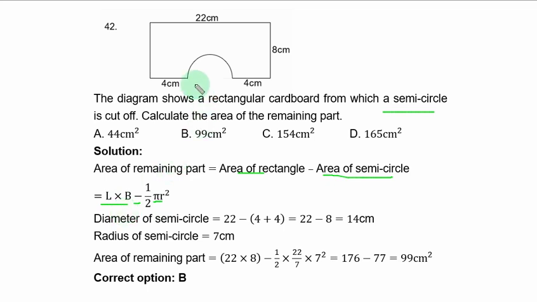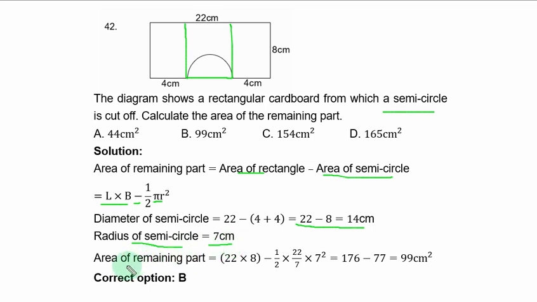From the diagram, if you close this distance, it becomes the diameter of the semicircle. To get it, you have to subtract the sum of 4 from 22. If you trace up 4, then you also have 4. This remaining place becomes 22 minus 8, and that is 14 cm as the diameter of the semicircle. Radius of semicircle is diameter divided by 2, that is 7 cm.